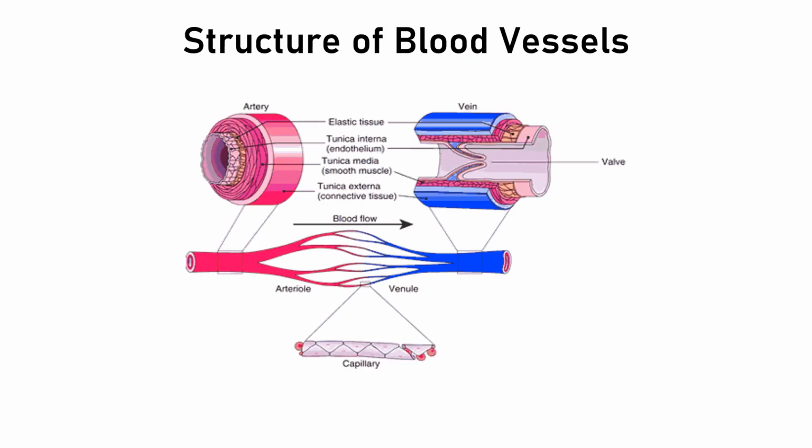So here is the structure of blood vessels. I want to show you how you can differentiate artery, veins and capillary while comparing the structure. Arteries are thick, and they are elastic. Why are they elastic? Because they have to sustain the pressure of blood.